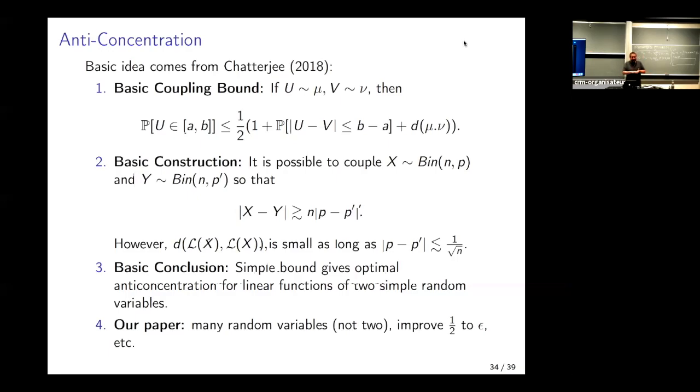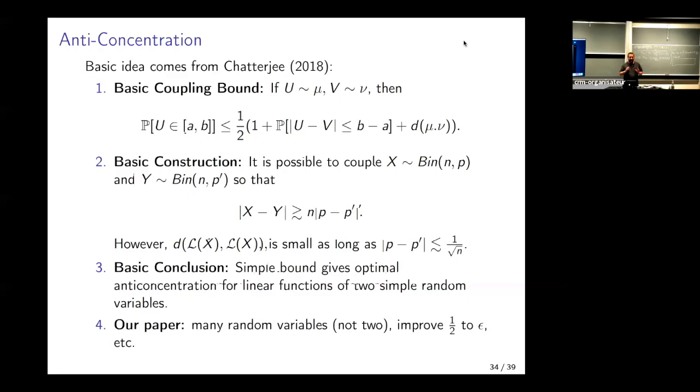How do you actually do that? There's a really nice construction for binomials, which shows that you can actually do this in essentially an optimal way. That is, you don't lose anything by using these sorts of bounds. Here's the basic idea. Here's a theorem. If I have a binomial(n, p) random variable and a binomial(n, p') random variable, I can couple those two things such that the difference between them is bigger than roughly n times (p minus p').